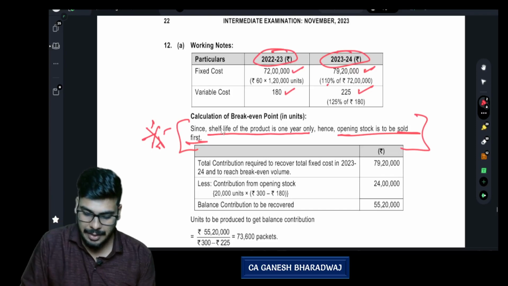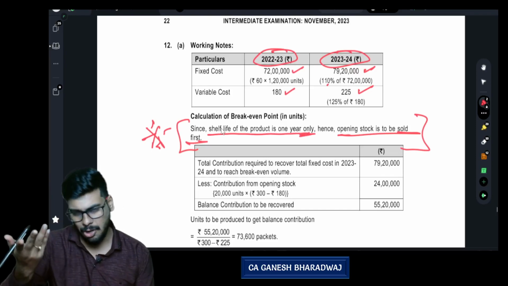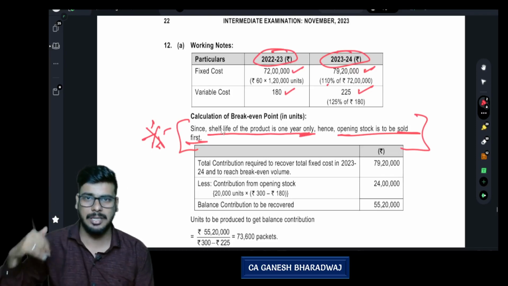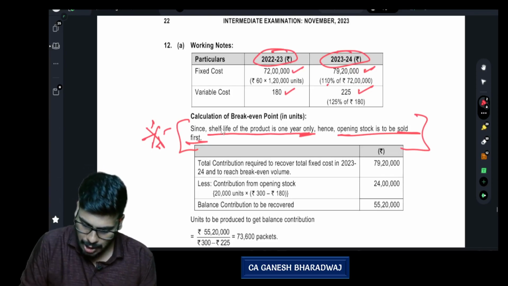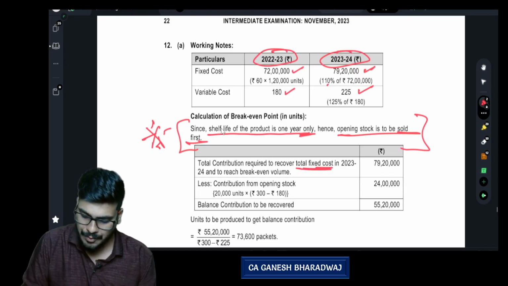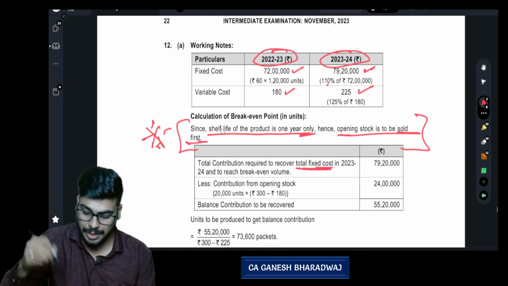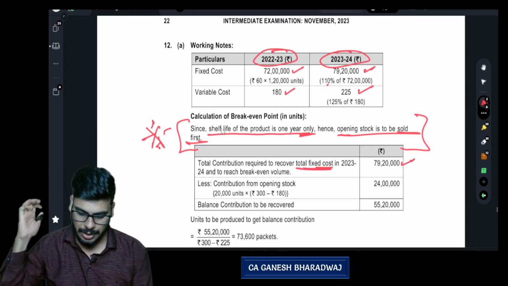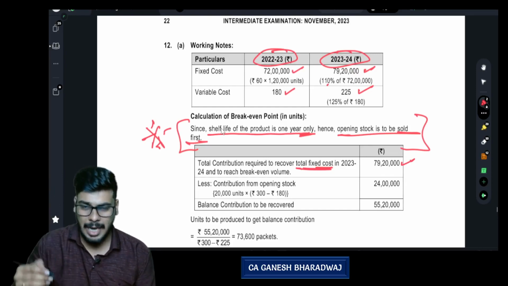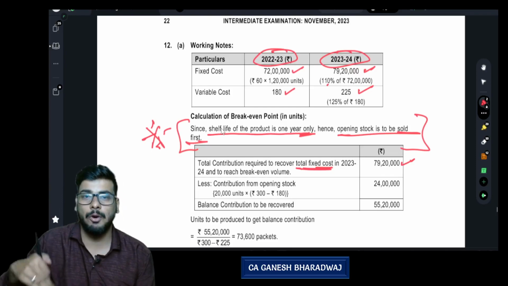Since the shelf life is given as only 1 year, they follow the FIFO method, or you can say the opening stock will be sold first. First in, first out. Right. So total contribution required to recover the total fixed cost in 23-24 to reach the break-even volume: I need to recover a total of 79,20,000. Correct. So from this, I will reduce the contribution generated from the opening stock units.